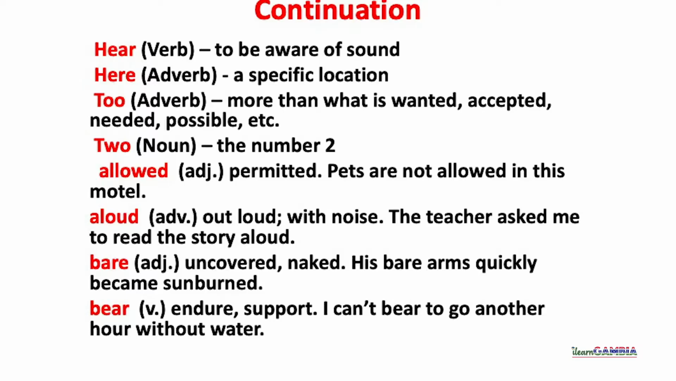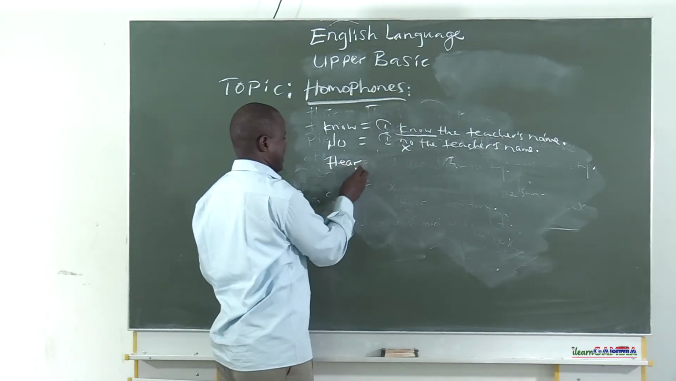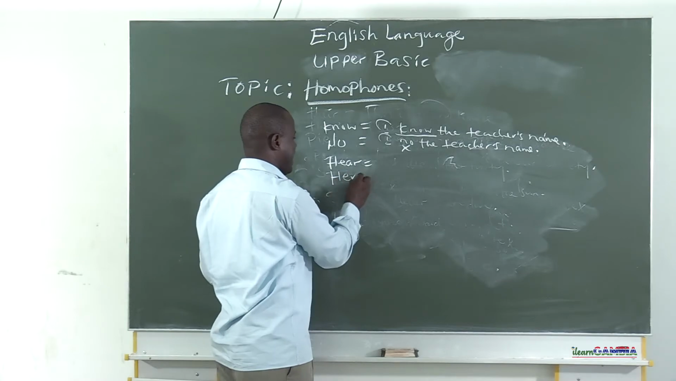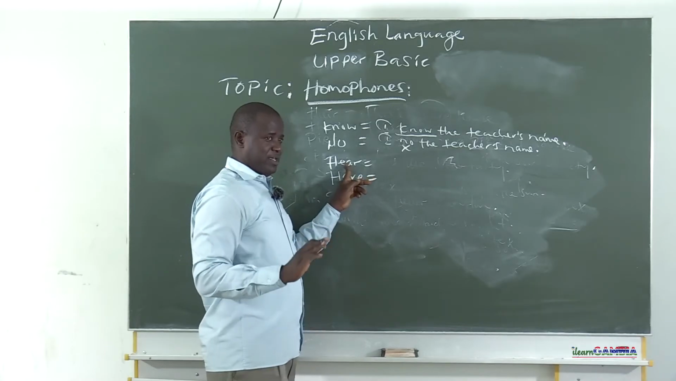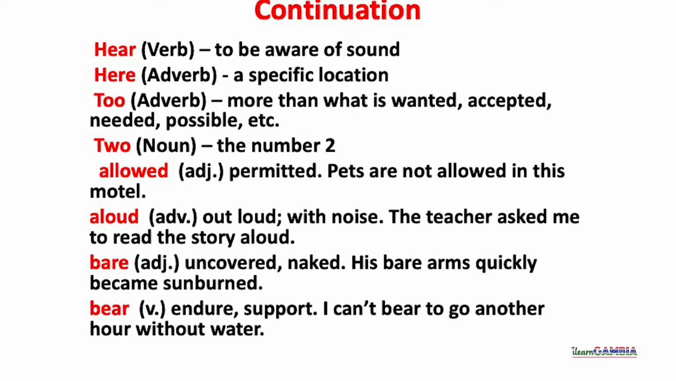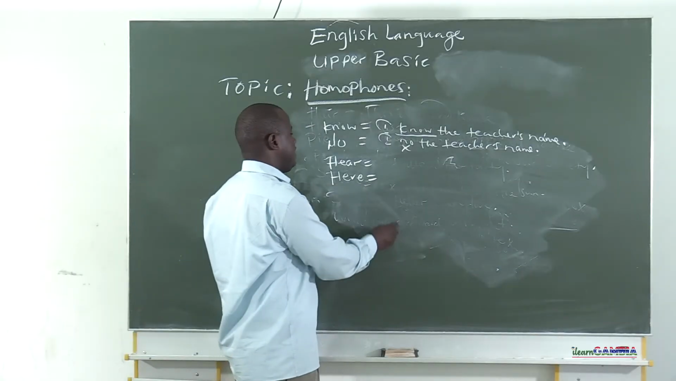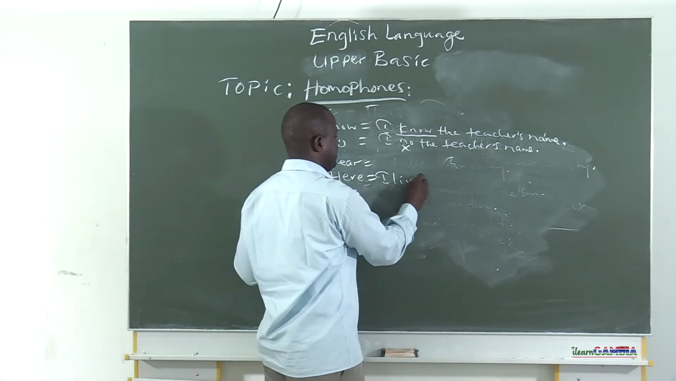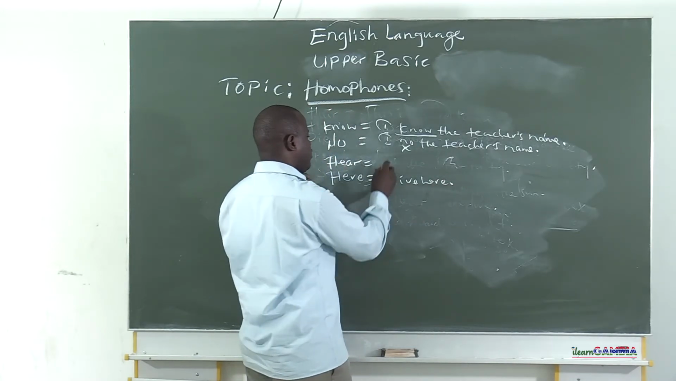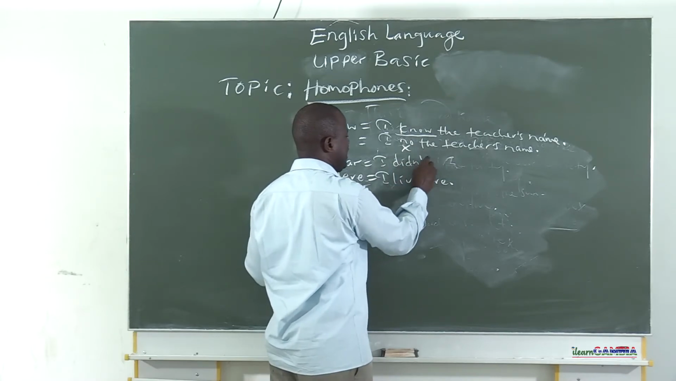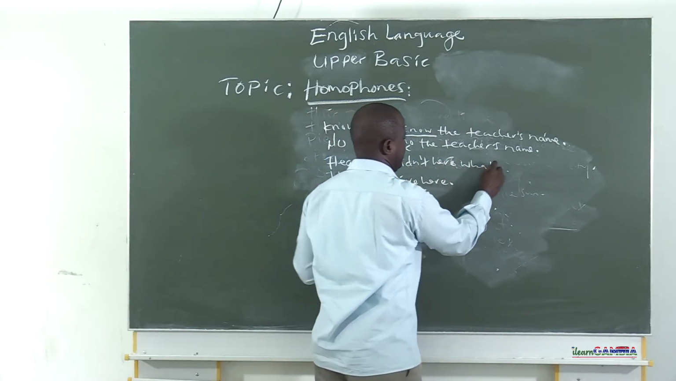So we move on. Now here we have more examples. We look at this one, H-E-A-R and H-E-R-E. So this one is a verb, means to be aware of sound. And this one is an adverb referring to a specific location. For example, when you are using this one, you say, I live here. In this case, you are referring to a place. But this one, you say, I didn't hear what he said.